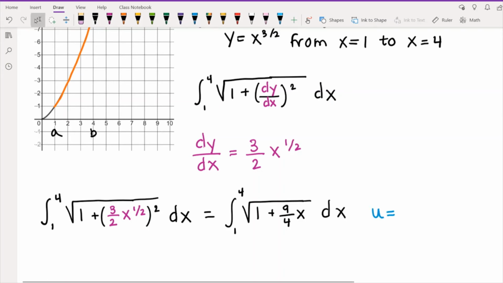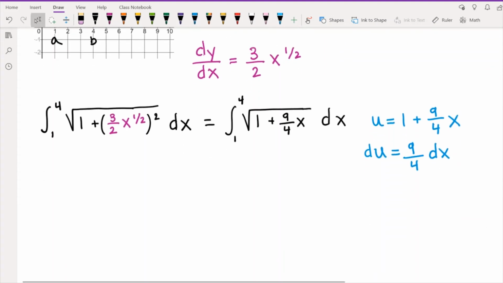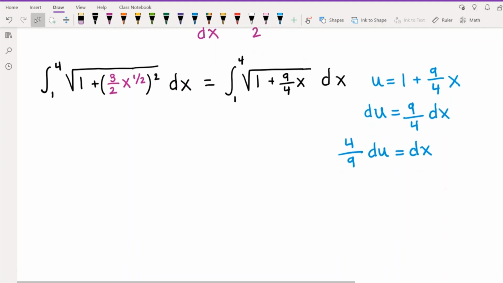So if we let u equal 1 plus 9 over 4 times x, then du is just going to be 9 over 4 times dx. And so that means that du times 4 over 9 is going to be equal to dx. So when we do that substitution, we'll get, oh, and then we have to change the bounds, right? And so the bounds are going to become, so the lower bound is going to be, so I'll write this out here.